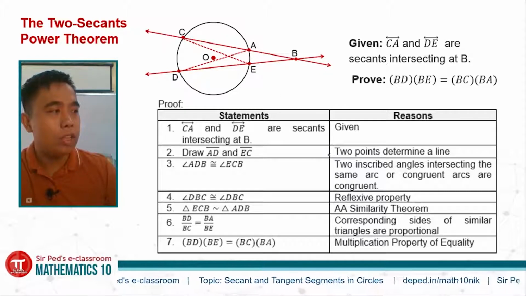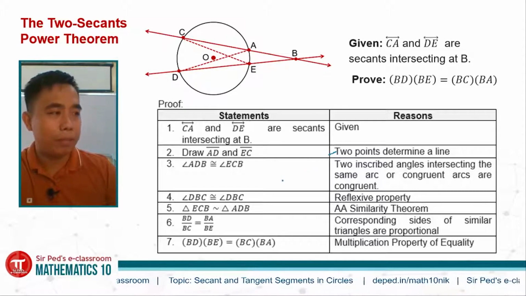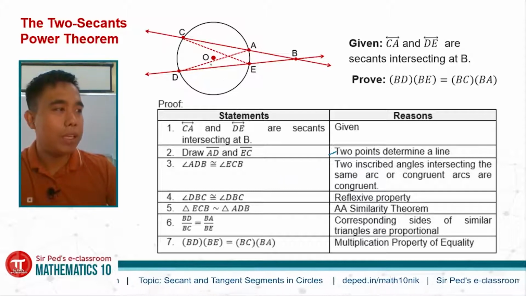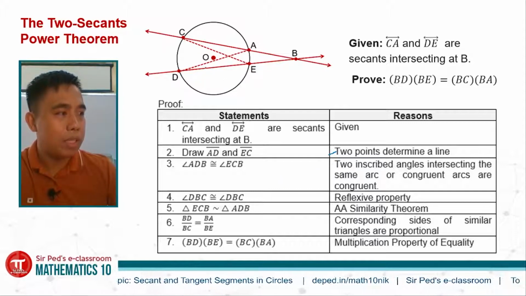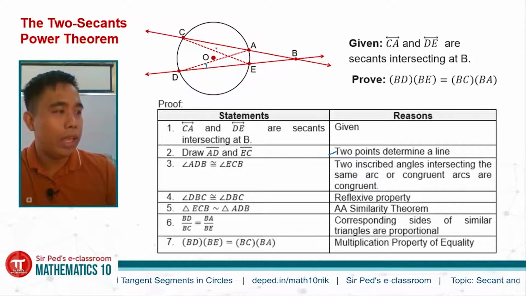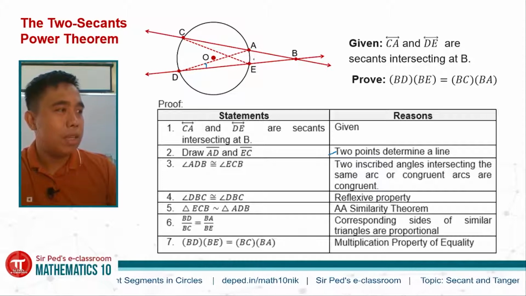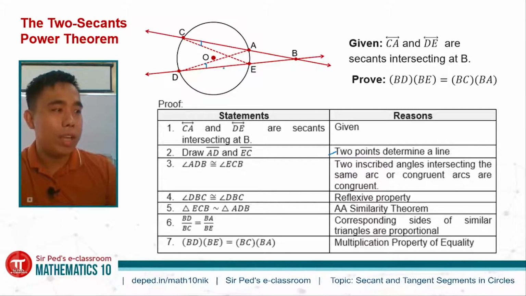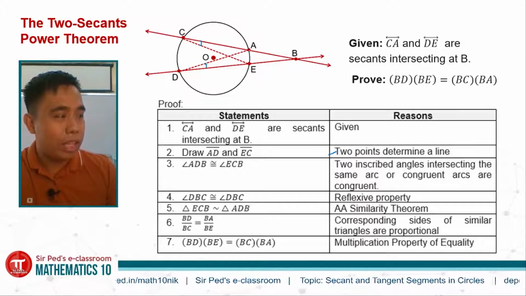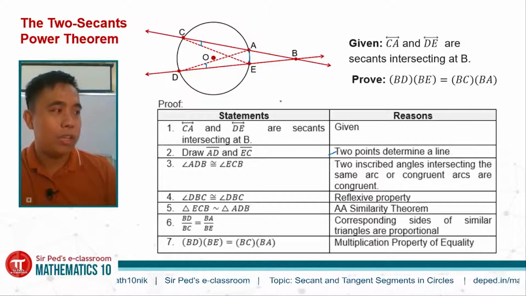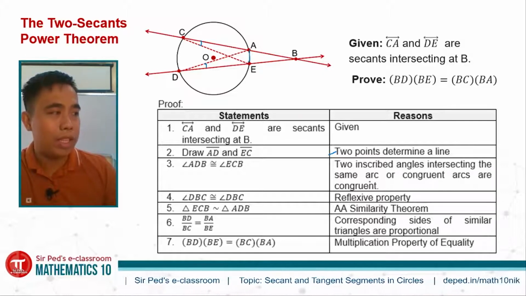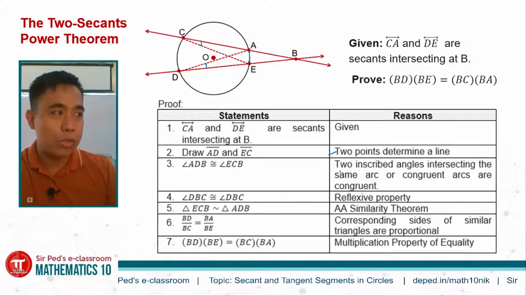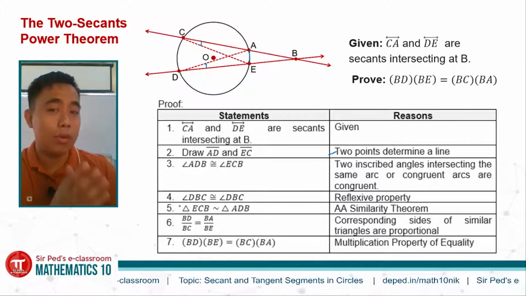The reason: 2 points determine a line. Number 3, angle ADB is congruent to angle ECB. Notice that these two angles are inscribed angles. They intersect the same arc. So two inscribed angles intersecting the same arc are congruent. Okay, that is our reason.